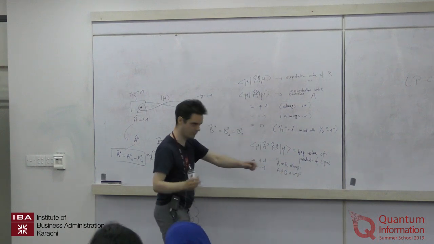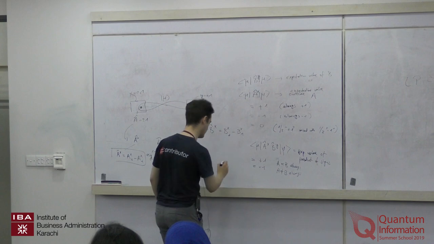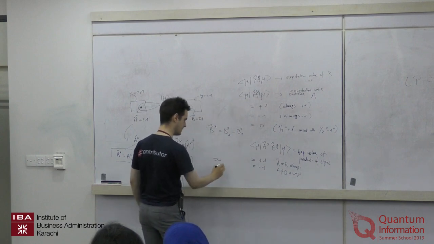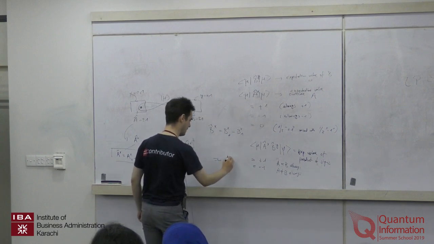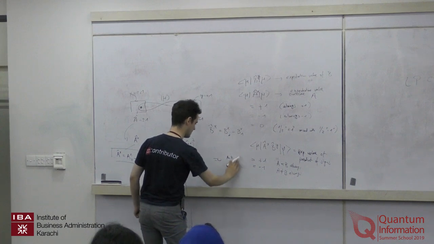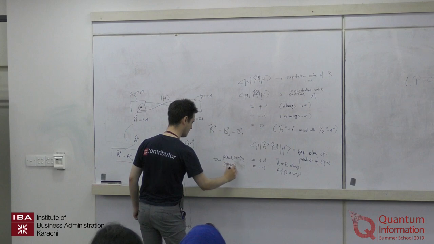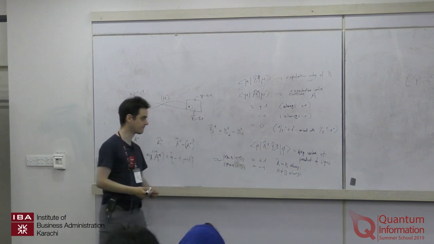I'm getting too low for this to be really readable. But if I get a 0 here, it means that A equals B with probability 1/2, and A is different than B with probability 1/2. P of A equals B is 1/2, and P of A different than B is 1/2 as well.